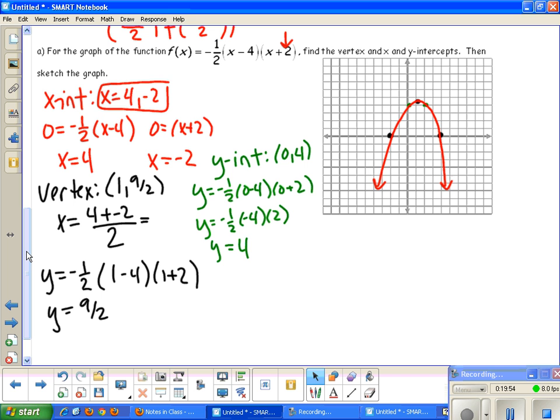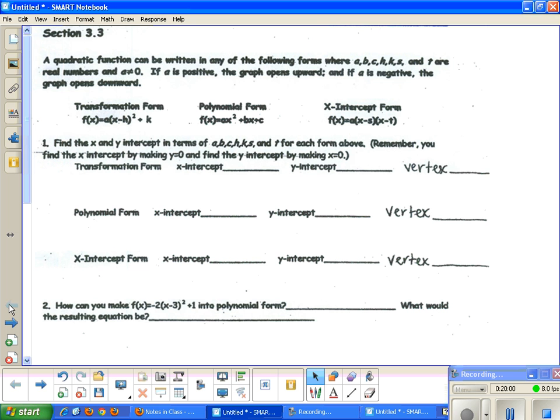So now let's take a look at the whole picture of everything we just did. I'm going to go back to this sheet right here. Again, the three forms that we just talked about are transformation form, polynomial form, and x-intercept form. And again, you need to have each of those equations memorized. I don't really remember the formulas for the x and y-intercept. I remember the formula for the vertex only. For the x and y-intercept, I just remember to plug 0 in for x or plug 0 in for y, depending on what you're solving for, and then solve for that variable.